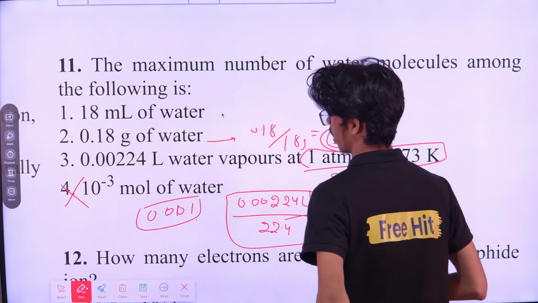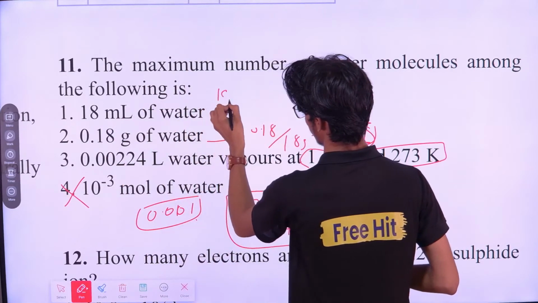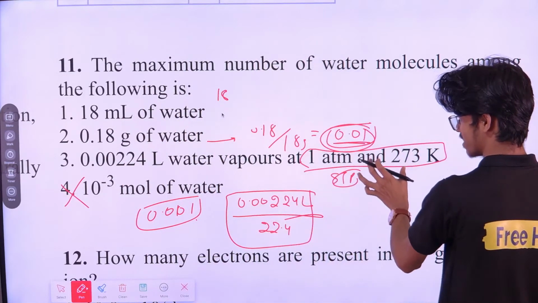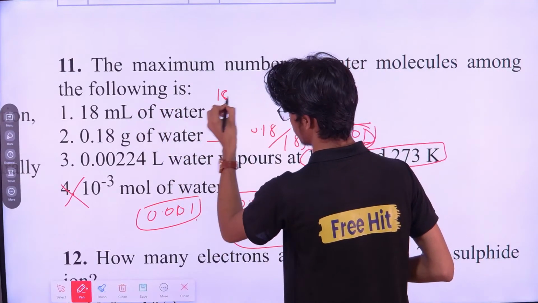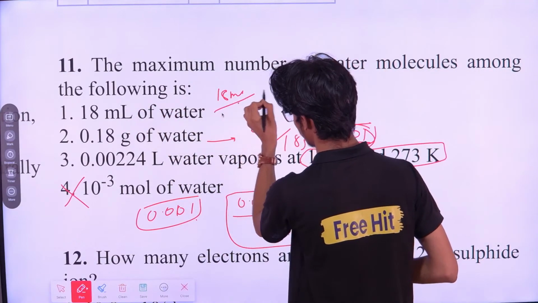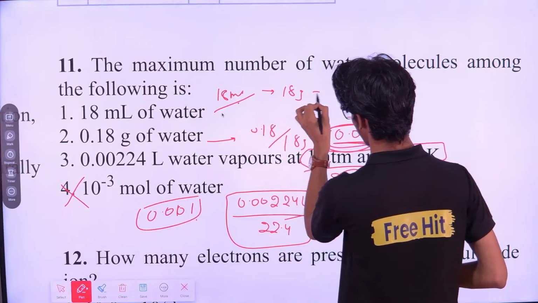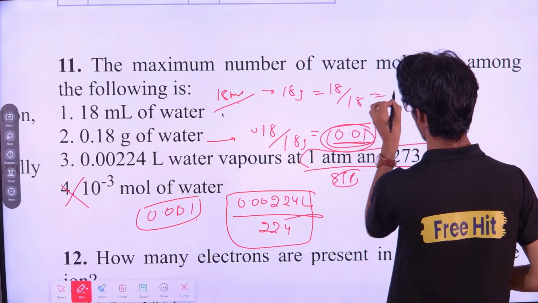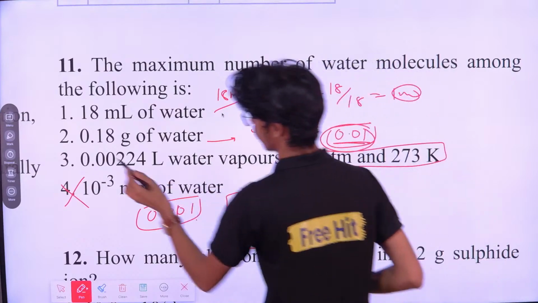Doing something wrong over here. Okay, 18 milliliter. It was not given at STP. This thing is not given at STP. It means 18 milliliter is 18 gram. 18 gram divided by 18 is 1 mole. So that's why option number 1 is right.